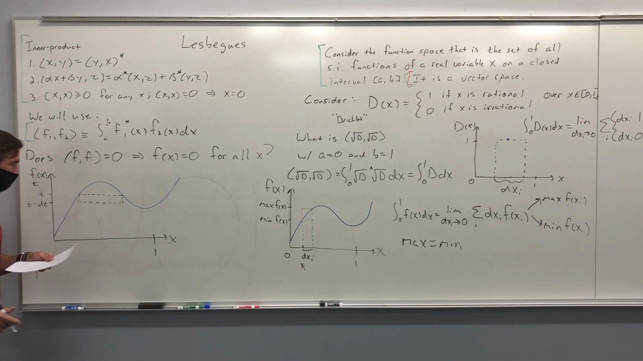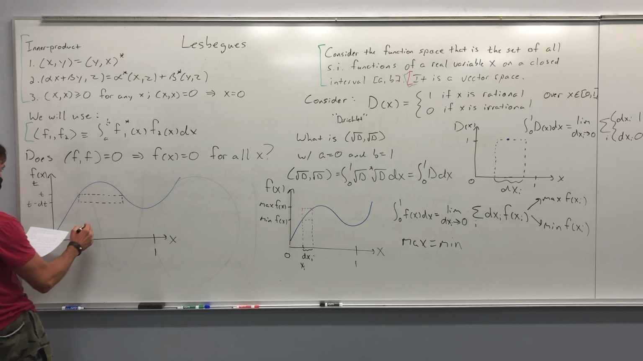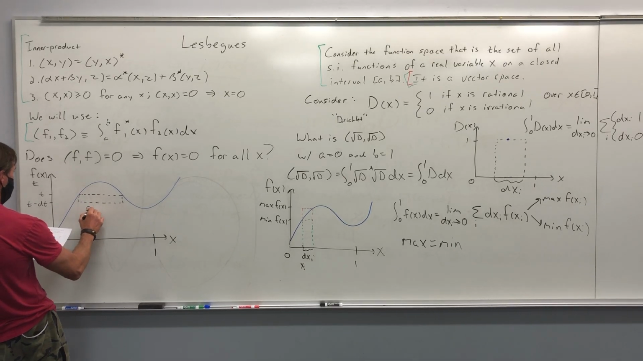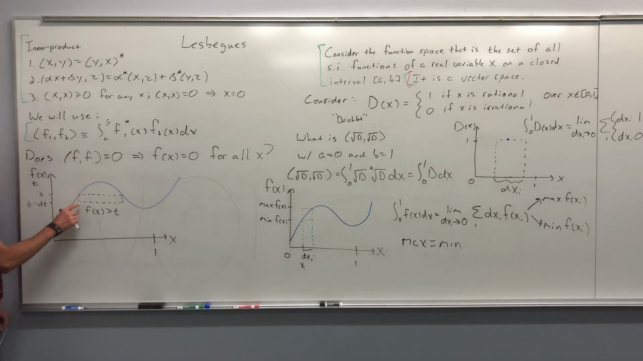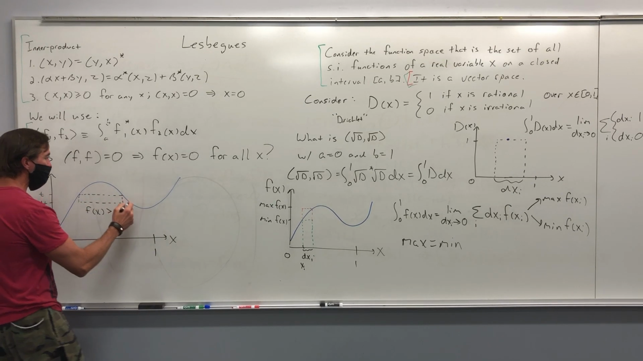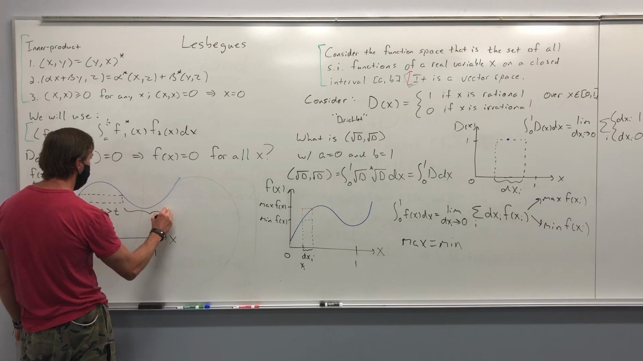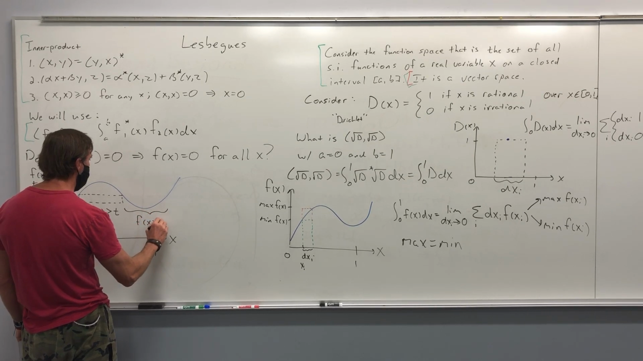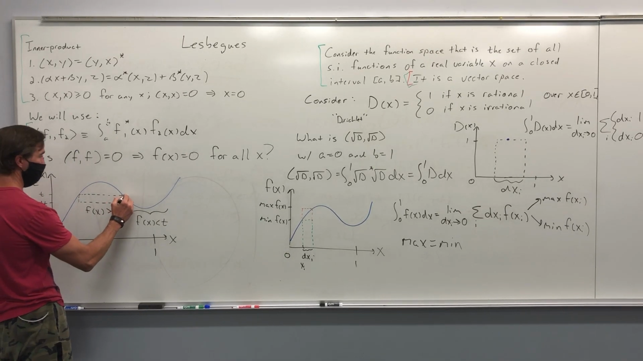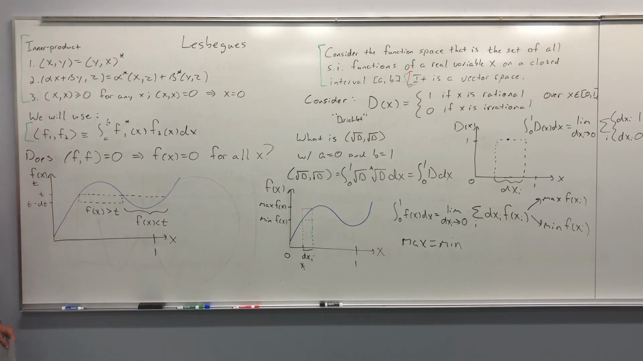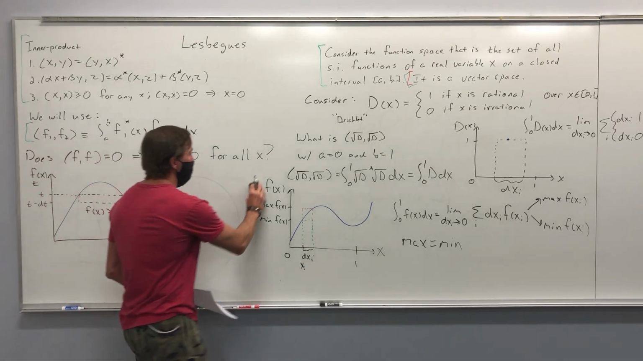Okay? And then I want you to notice something. Here, f of x is greater than t. The values of the function are greater than the value of t. Whereas over here, f of x is less than t. And then similarly here, the function is less than t. Okay?